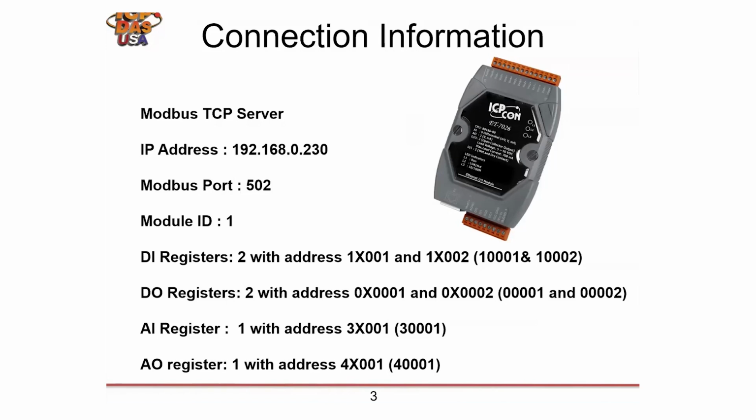We will set up the following registers. The addresses shown here are base 1, which is what AVEVA Edge uses. We will set up 2 DI registers, 10,001 and 10,002, or in PLC format 1X001 and 1X002. We will set up 2 DO registers, coil addresses 1 and 2. We will set up 1 AI register, 30,001, and 1 analog output register, 40,001.